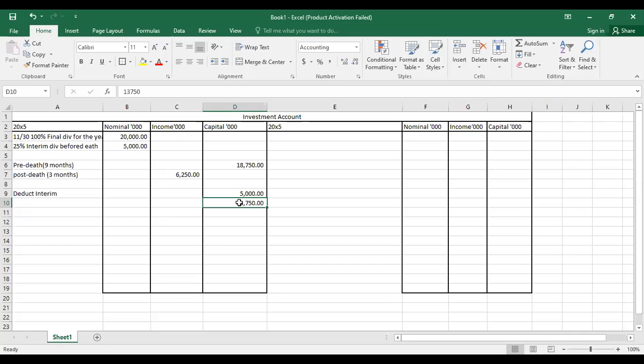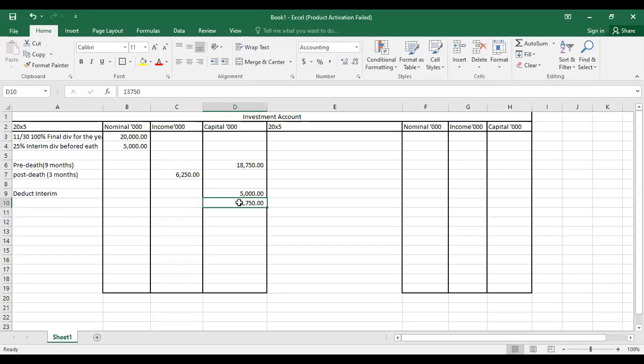The final dividend is going to be 3,000. And then the dividends before death are going to be 2,200. So pre-death will be 2,200, and post-death it is 3,000. Wonderful.